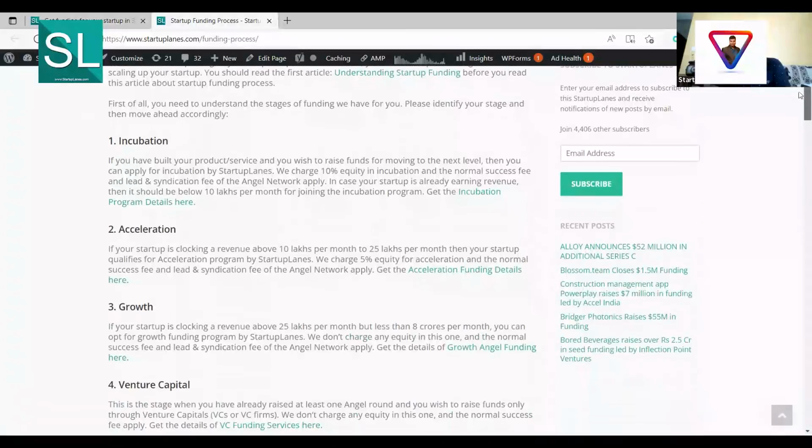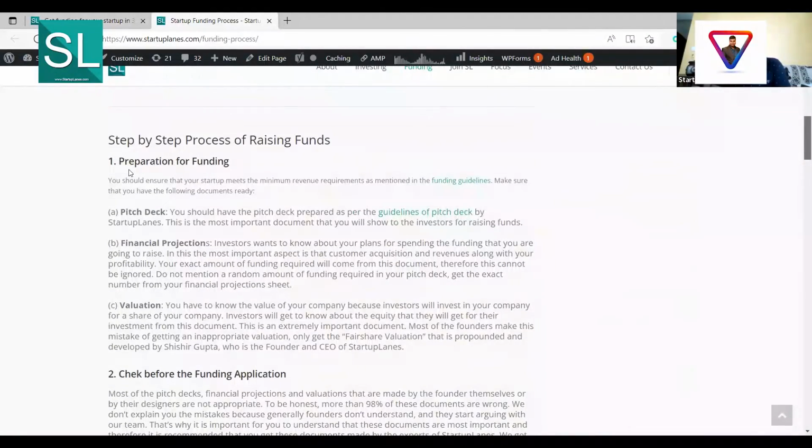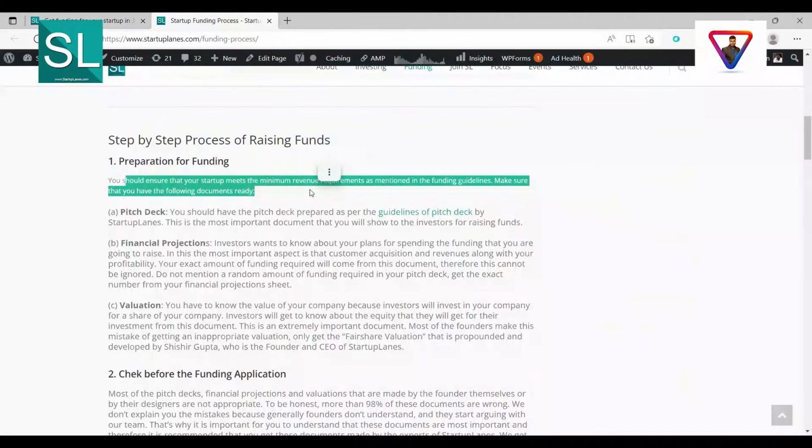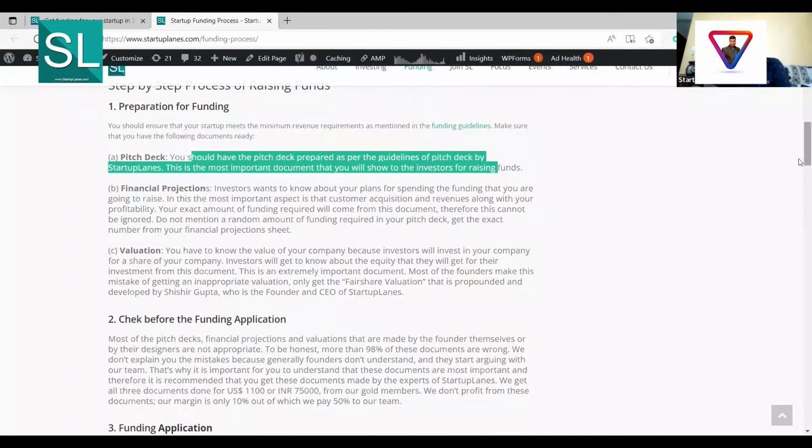And this is the process which I was about to tell you. First, they prepare entirely, then we check their pitch decks, then we check their financial projections, and mandatorily, if they are coming for the first time to raise, we do all those documents and we do due diligence in this process.